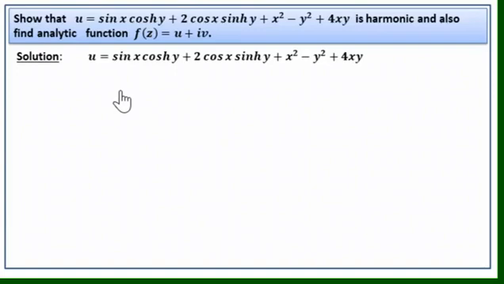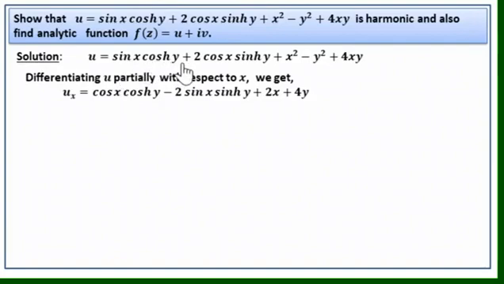So first differentiate U partially with respect to x keeping y constant. What is the derivative? Dou U by dou x, or Ux, equal to: keep cos hy constant, derivative of sin x is cos x. Second term, here 2 sin hy kept constant, derivative of cos x is minus sin x, plus 2x, and the derivative of minus y square is 0 with respect to x, plus 4y into derivative of x, which is 1. So this is the partial derivative Ux.